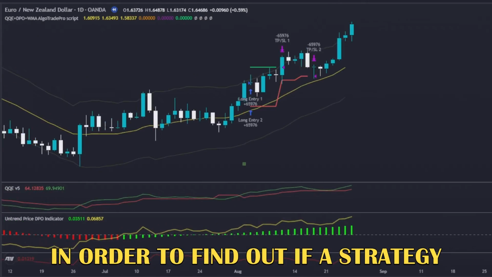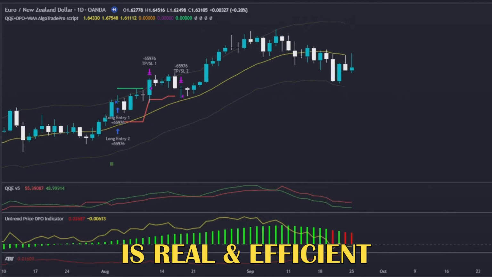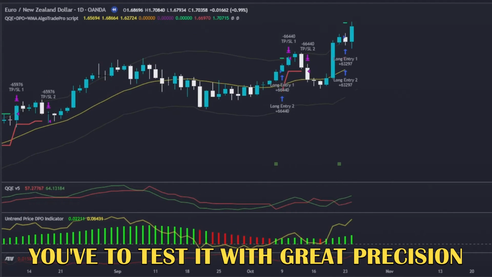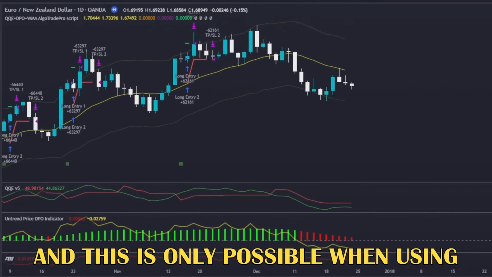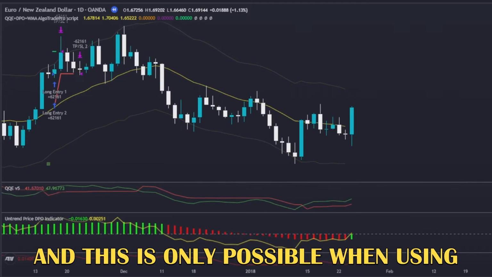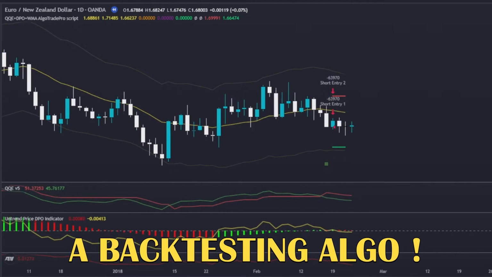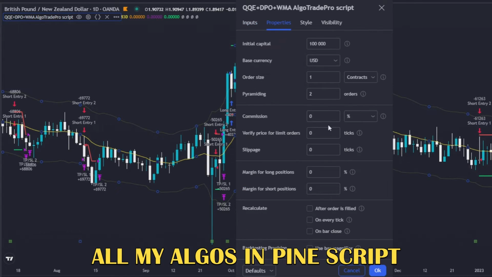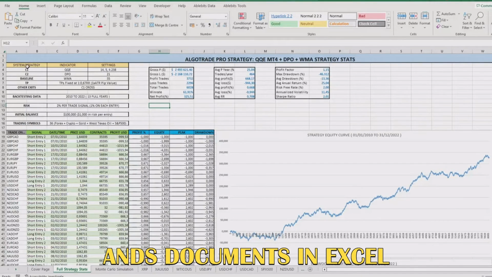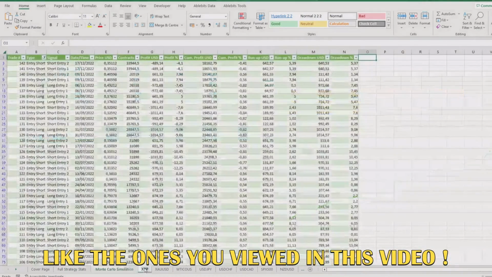In order to find out if a strategy is real and efficient, you have to test it with great precision and in the biggest possible number of trades. And this is only possible when using a backtesting algo. You will be able to have access to all my algos in Pine script and documents in Excel, like the ones you viewed in this video.